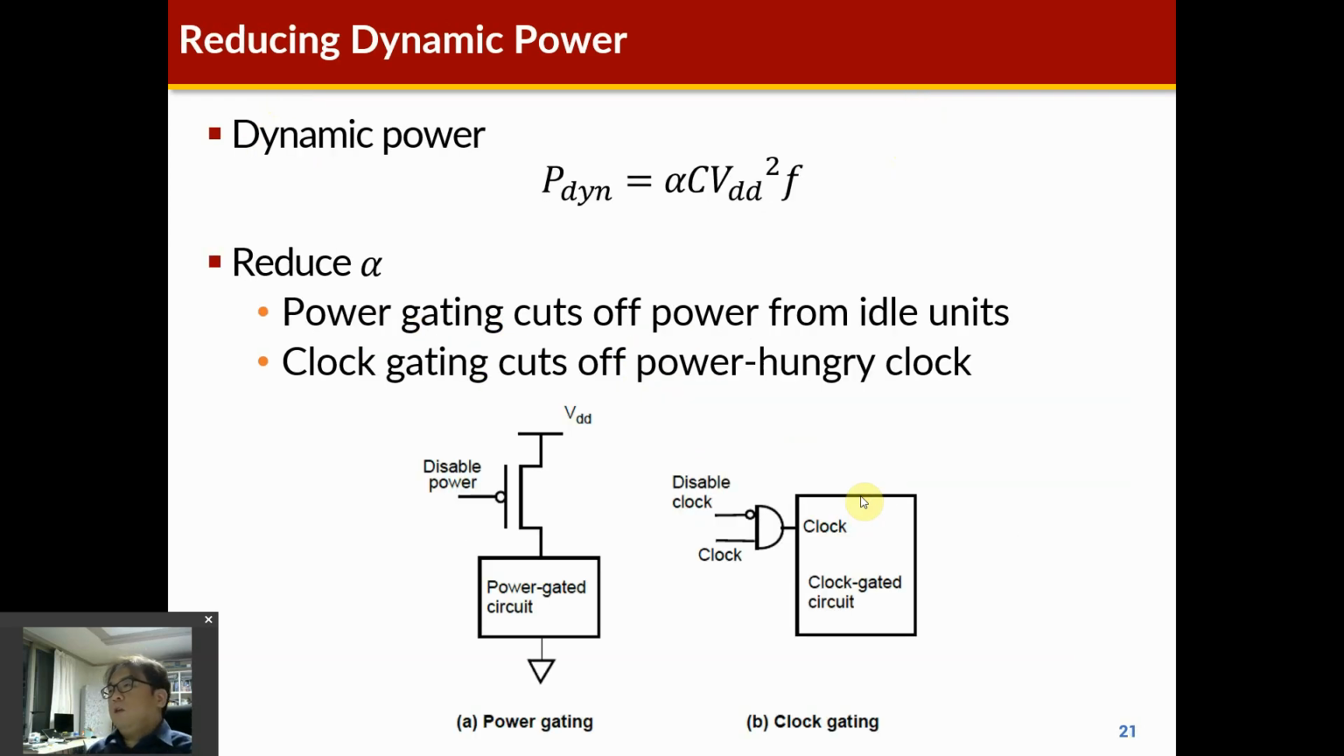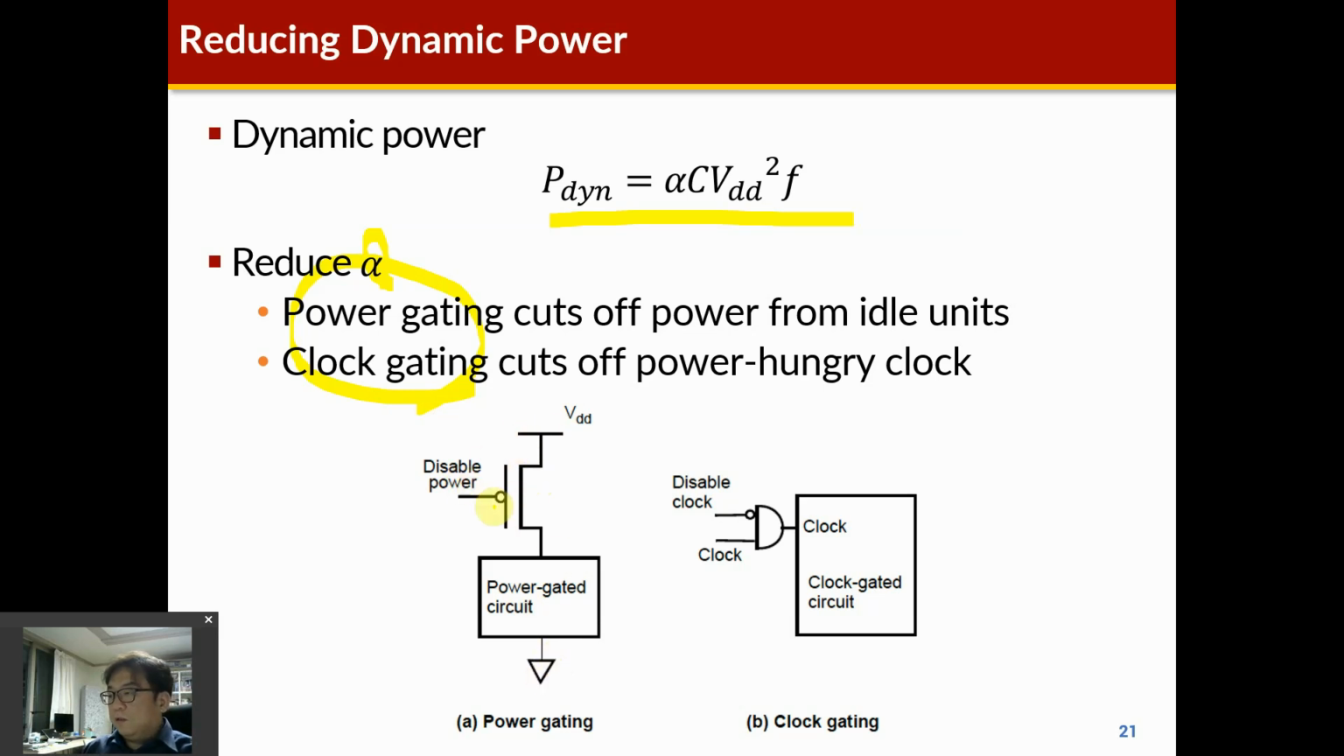And how can we reduce the dynamic power? If you see this equation, then we can decide which factor should be reduced. And then how can we reduce this activity factor? Power gating or clock gating are some possible solutions. What is power gating? Power gating is to cut off the connection between VDD and the ground.